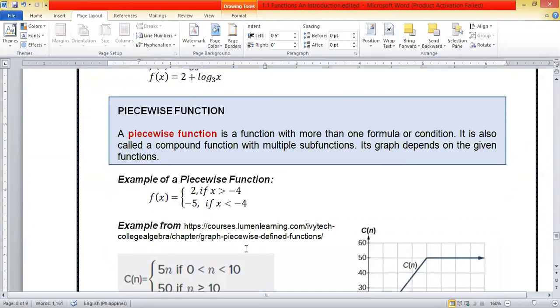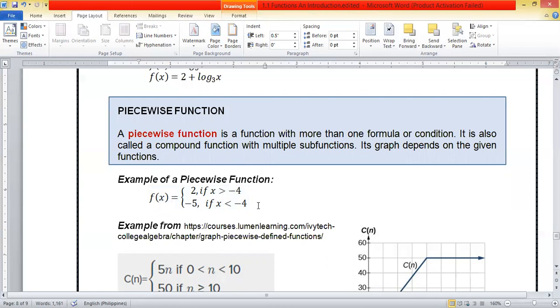The last one is the piecewise function. This is called a function with conditions. It is a function with more than one formula or condition. It is also called a compound function with multiple subfunctions. Its graph depends on the given function. For example, f of x or y is equal to 2 if x is greater than negative 4. F of x is equal to negative 5 if x is less than negative 4.